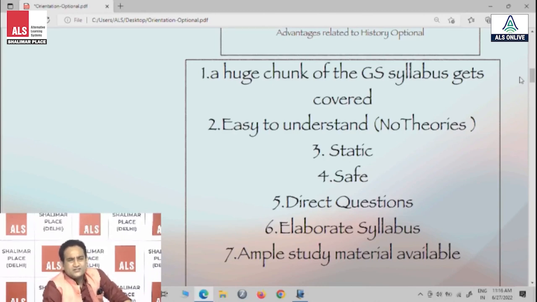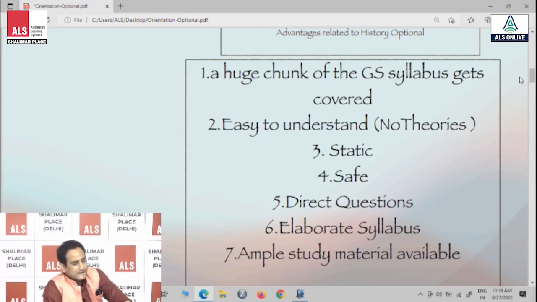And in the GS syllabus you have many areas, even ethics. A good history optional student can handle around 15 to 20% of the area of ethics. Philosophers and many other areas, even in the essay, right? I don't have to convince you of all this, but you will gradually realize it. You have an advantage when you have history optional.